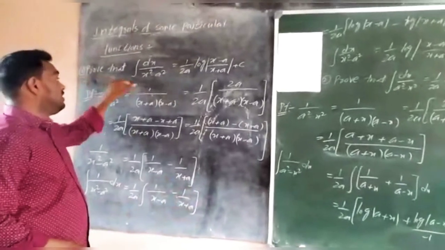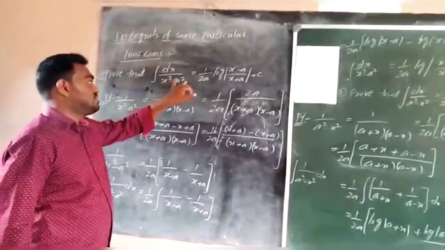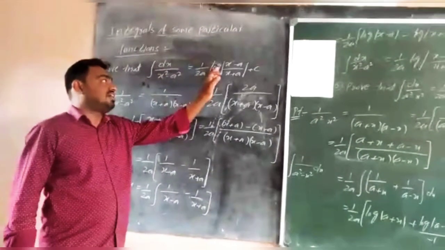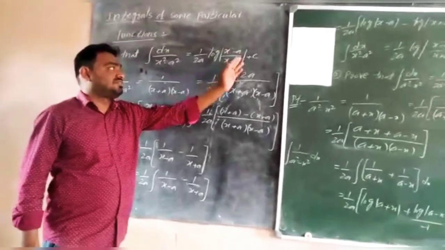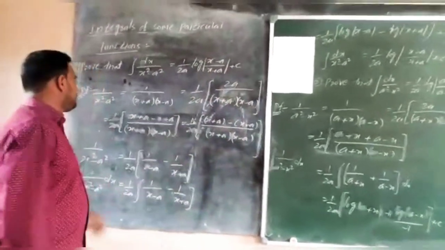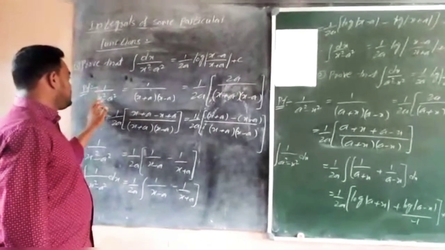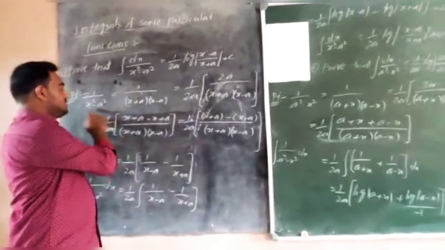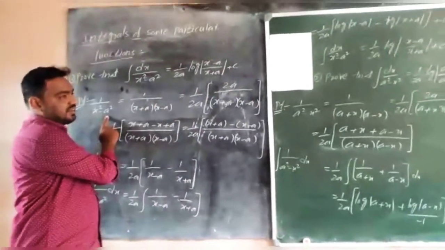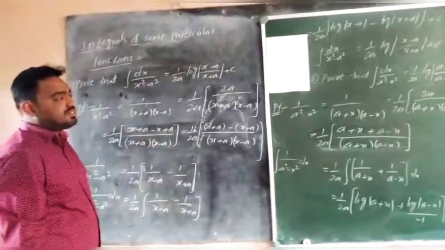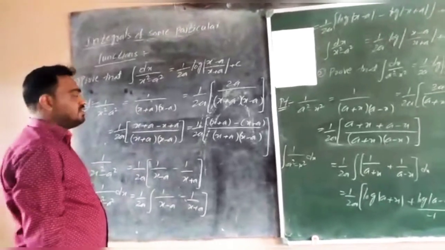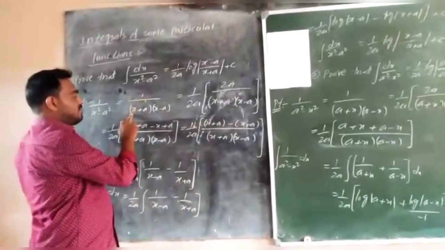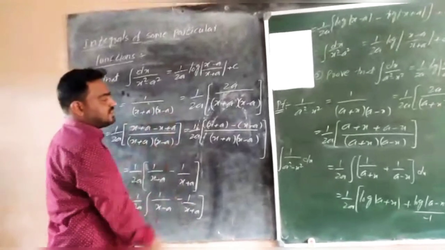First one, prove that integration of dx by x square minus a square is equal to 1 by 2a into log mod of x minus a by x plus a plus c. Proof: 1 by x square minus a square is equal to 1 by, this is in the form of a square minus b square. A square minus b square is equal to a plus b into a minus b. So this is equal to 1 by x plus a into x minus a.